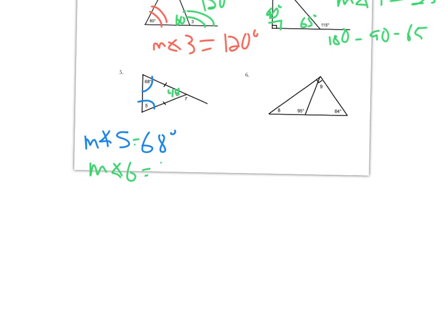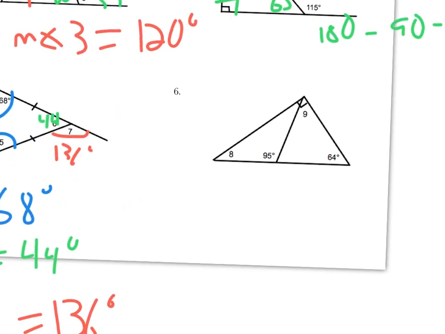And then subtracting from 180, that's 68 and 68, that leaves me with 44 degrees for the measure of angle 6. And then again, noticing that I have a linear pair here, subtracting 44 from 180 tells me that the measure of angle 7 is 136 degrees.